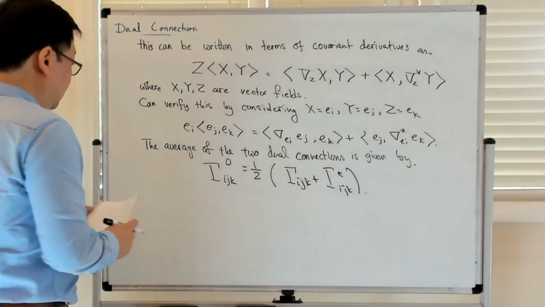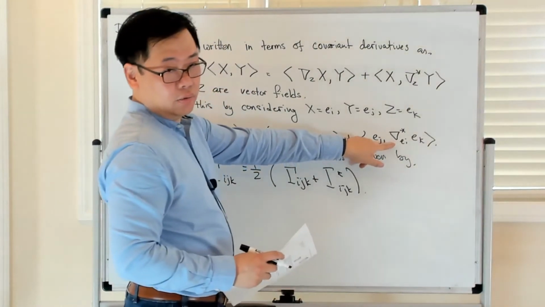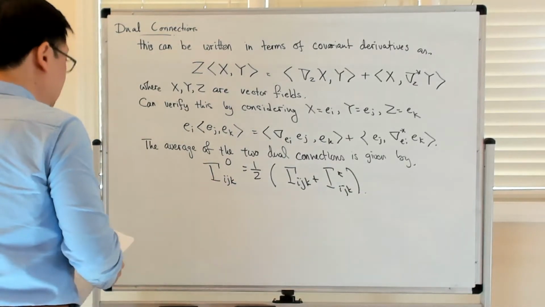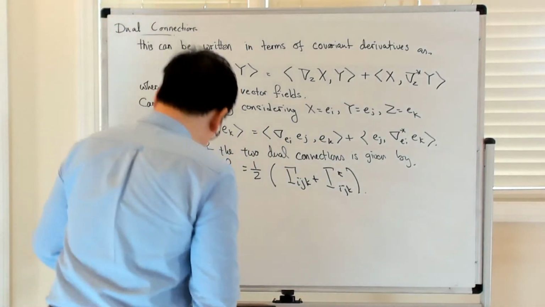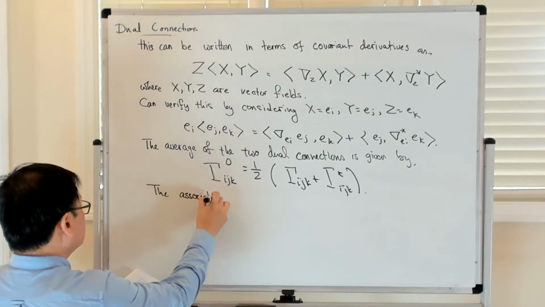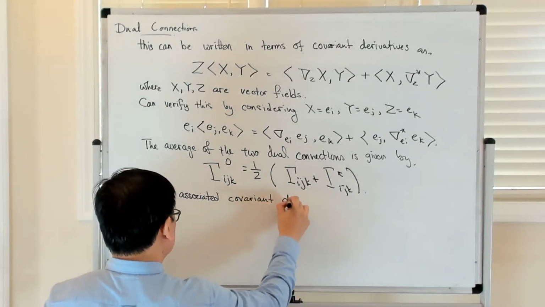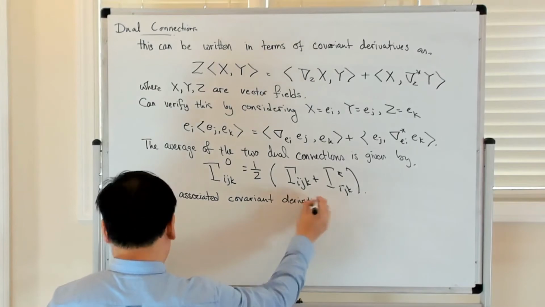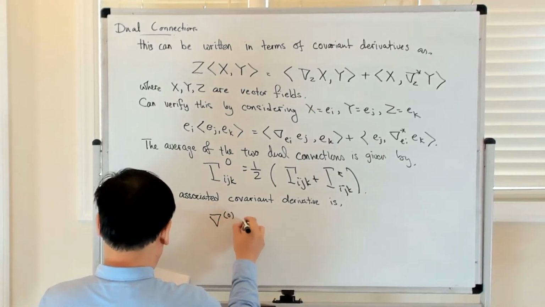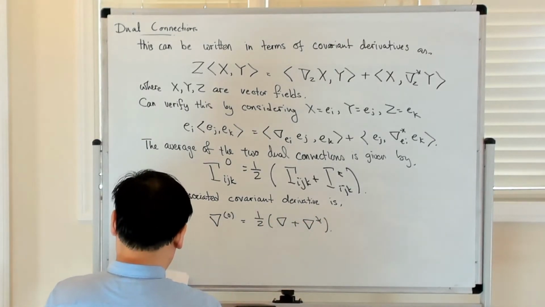Okay. And then there's an associated covariant derivative to this. I should have said that these were the covariant derivatives associated with the connections. So this is the average, and then there's a corresponding covariant derivative as well. So the associated covariant derivative is as follows: nabla^0 is 1/2 nabla plus nabla star.